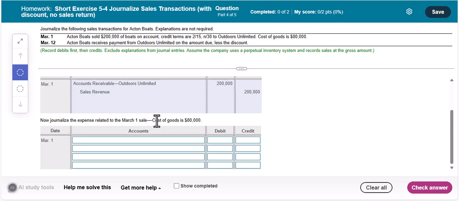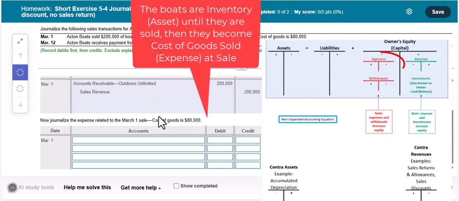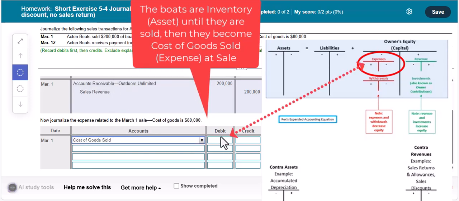Okay, so now we have to journalize the expense related to the March 1st sale. The cost of goods is $80,000. So what type of account is cost of goods sold? It is an expense. And then if you'll remember, with expenses, they go up with a debit. So that will be our first account. So the cost of goods sold for $80,000.